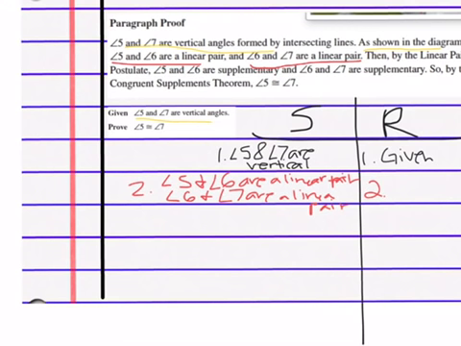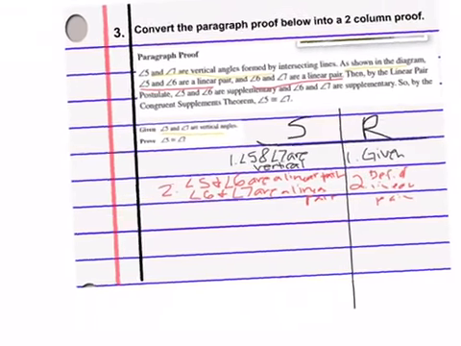Okay. What's our reason? Definition of linear pair. Wow, that says linear pair. Okay, just take my word for it. All right, let's keep looking. What do we need to do next here?